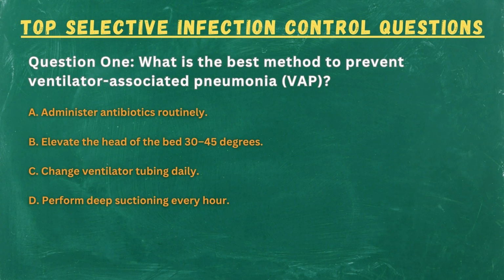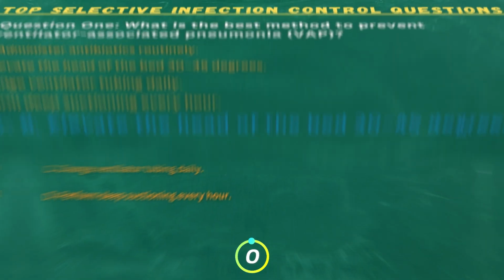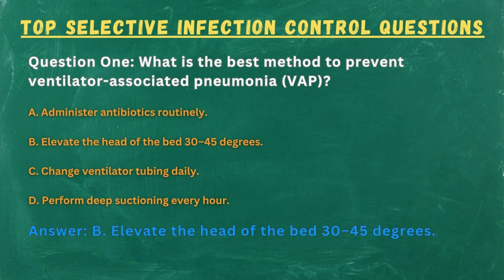Question 1. What is the best method to prevent ventilator-associated pneumonia, VAP? A. Administer antibiotics routinely. B. Elevate the head of the bed 30 to 45 degrees. C. Change ventilator tubing daily. D. Perform deep suctioning every hour. Answer. B. Elevate the head of the bed 30 to 45 degrees.